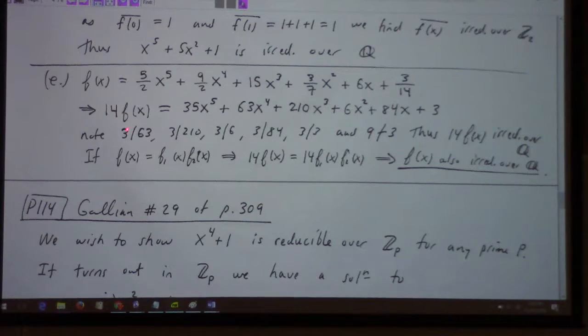There you go. So Eisenstein with 3 proves that 14 times f is irreducible. But if you could imagine a reduction of f, that would imply a corresponding reduction of 14 times f, but that's contradicting the unavailability of a non-trivial reduction. Consequently, that means f of x is also irreducible.